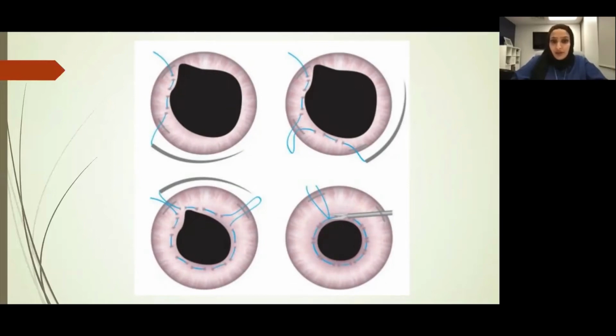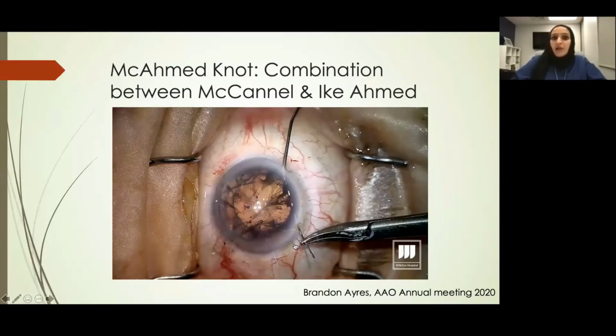Here, we can tie the knot as a McCannel knot, which is tied outside, or we can use the new McAhmed knot, which is a combination of McCannel and Ahmed. You can see the video.